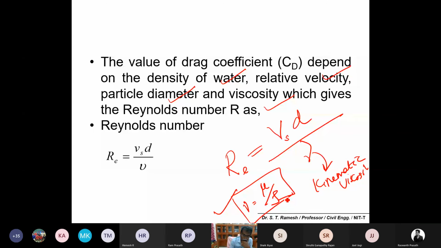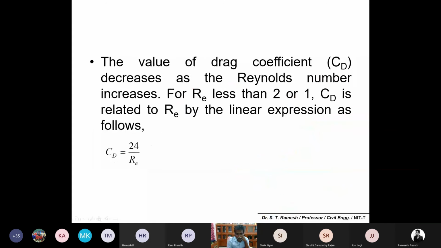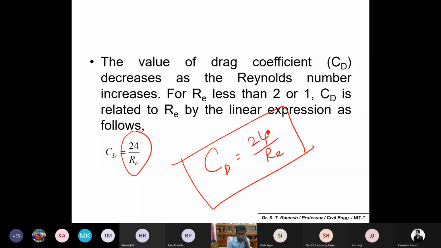Please make a note of this formula also. CD is related to the Reynolds number as 24 by Re. The drag coefficient varies with the Reynolds number, and if the Reynolds number is less than 1 or 2, it is the laminar flow condition, and CD is related to Re by this linear expression, CD equals 24 by Re.